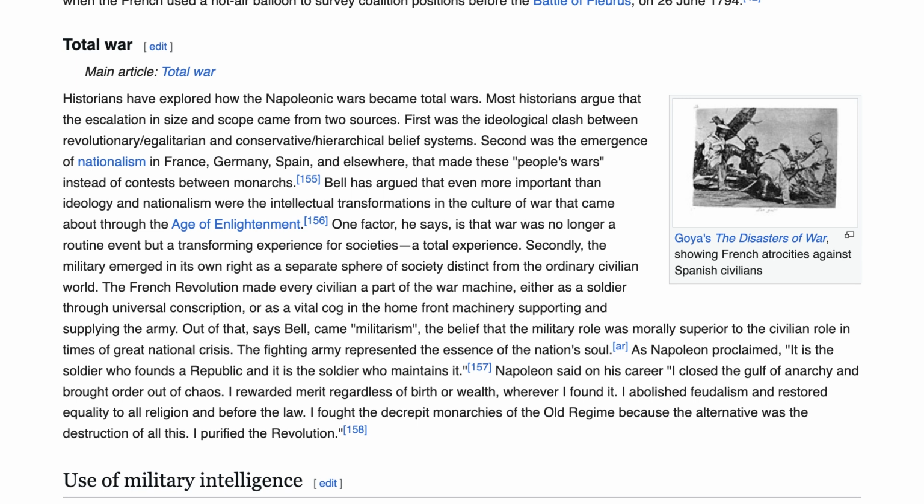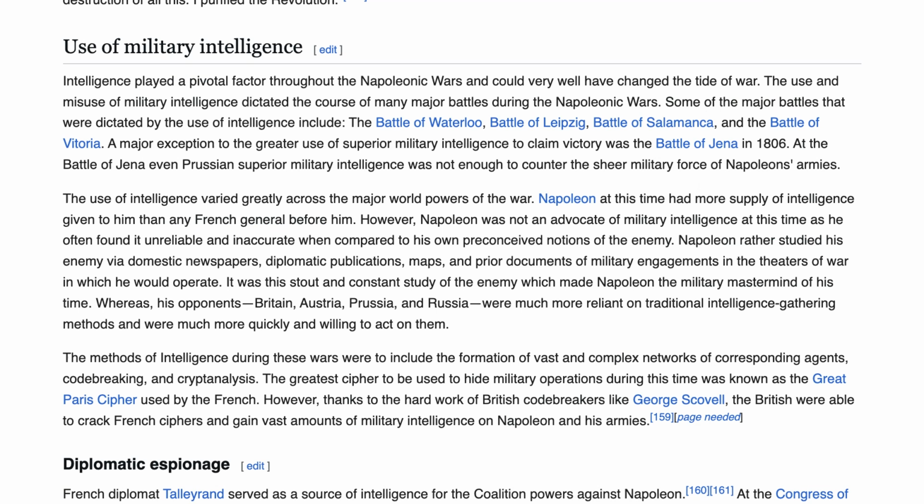Napoleon said on his career, "I closed the gulf of anarchy and brought order out of chaos. I rewarded merit regardless of birth or wealth, wherever I found it. I abolished feudalism and restored equality to all religion and before the law. I fought the decrepit monarchies of the old regime because the alternative was the destruction of all this. I purified the revolution." Use of military intelligence.